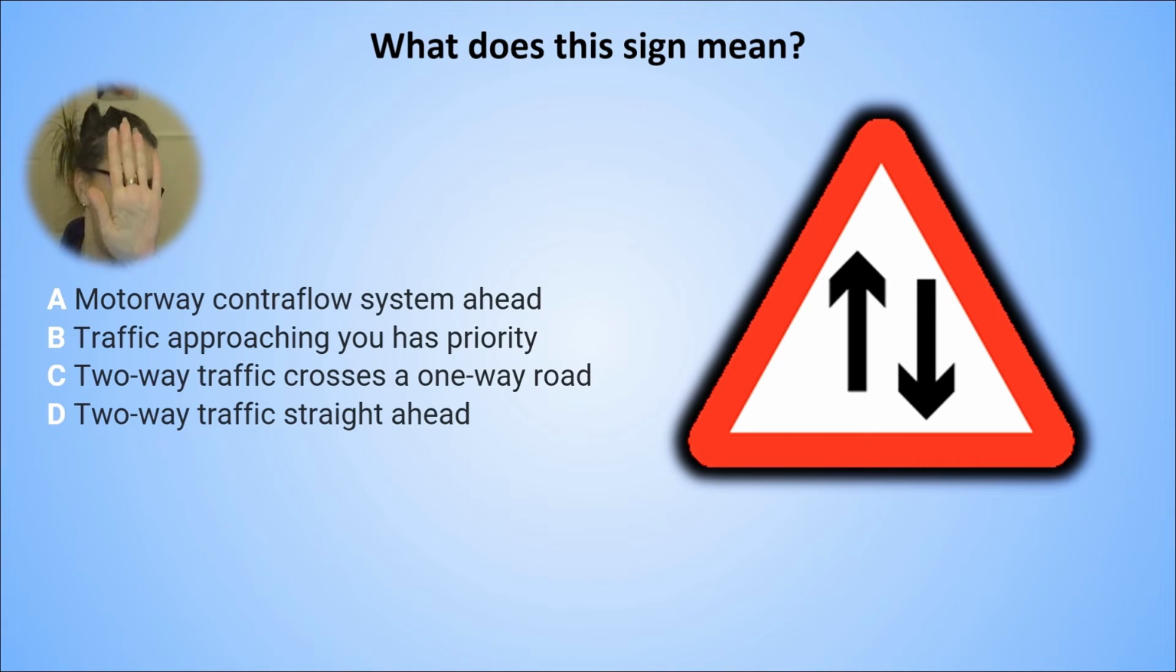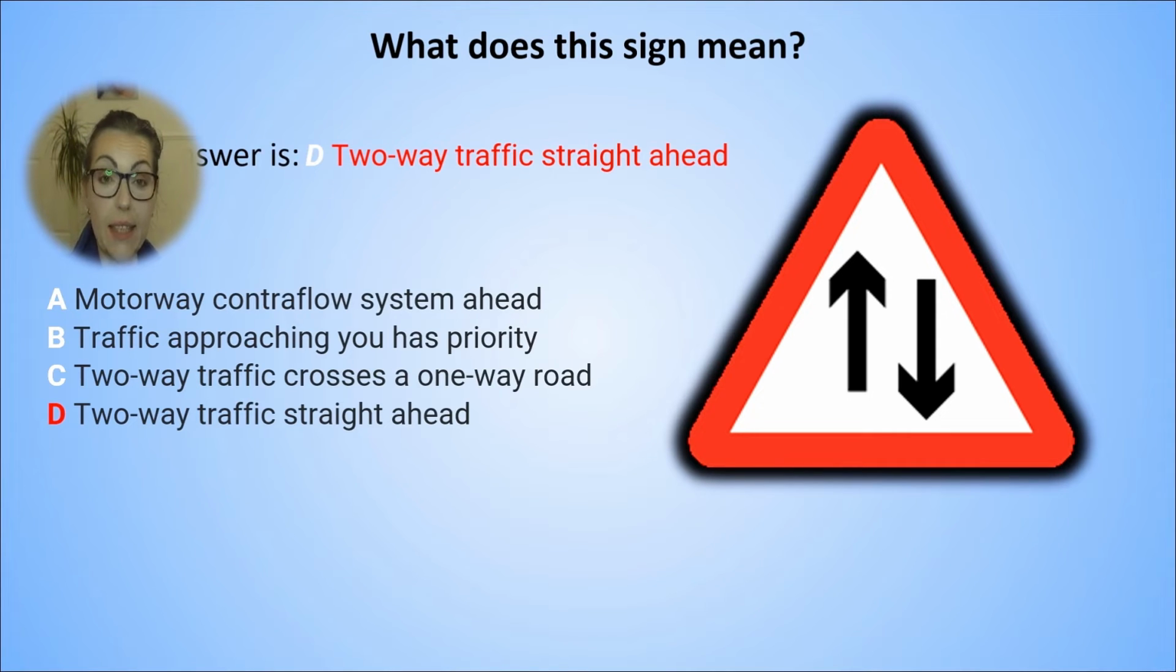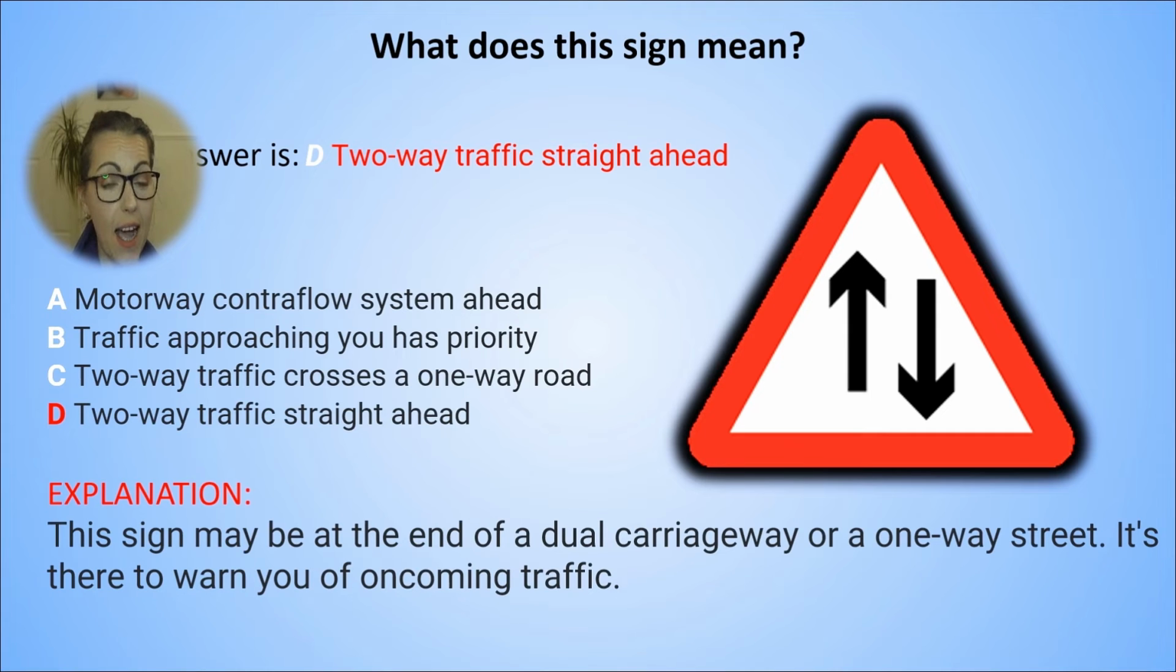5, where is my hand? 4, 3, 2, 1. And the correct answer is D, two-way traffic straight ahead. Explanation. This sign may be at the end of a dual carriageway or a one-way street. It's there to warn you of oncoming traffic. So remember, red warning. Next question.